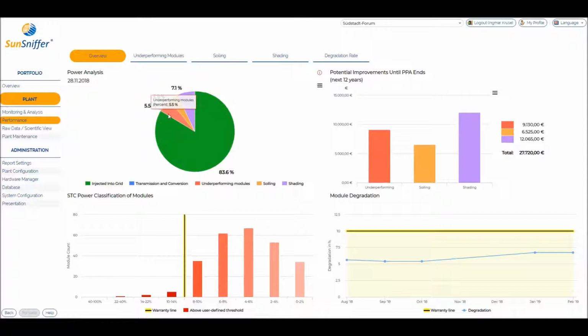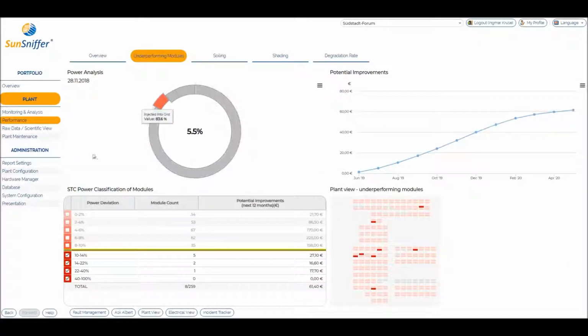For example, if I look at underperforming modules, it is important to display on a preview how many modules are really outside of warranty. That means, actually inside of warranty, but outside of warranty specs. Those are the ones producing less energy than they should according to the spec sheet. So let's click onto this and dig a little deeper.